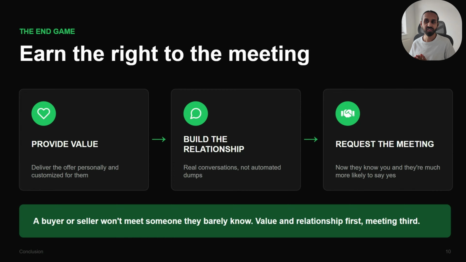And a buyer or seller is going to now be much more likely to meet with you, because they won't meet with someone they barely know. It's value and relationship first, meeting second.